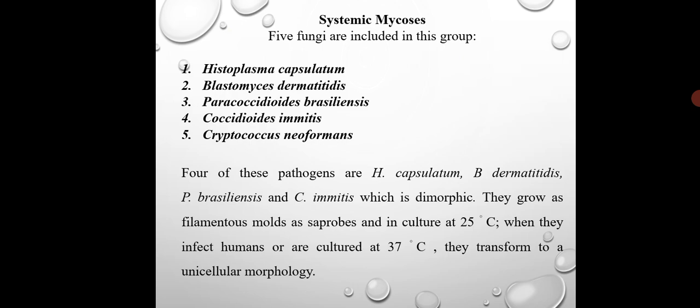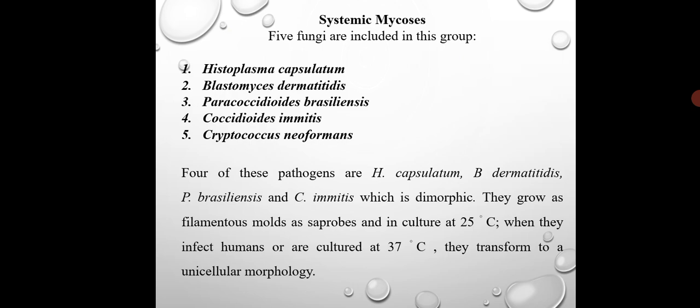So this is a dimorphic fungus, and there are 5 major dimorphic fungi which cause systemic mycosis. One is Histoplasma capsulatum, second is Blastomyces dermatitidis, third Paracoccidioides brasiliensis, fourth Coccidioides immitis, fifth Cryptococcus neoformans. 4 of these pathogens, which are dimorphic, like capsulatum, dermatitidis, brasiliensis, and immitis, grow like a filamentous mold in culture media.